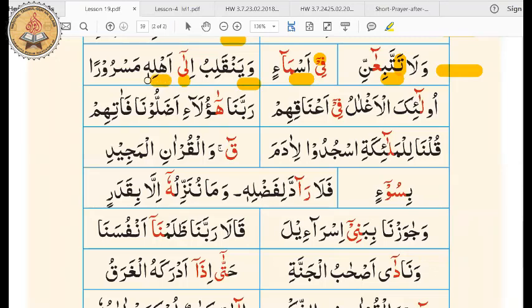Ahlihi masruran. Well done. This ha is a bit thin. So ahlihi. Masruran. Ahlihi. Masruran. Yeah, masruran. Masruran. Well done. Can you read this one, please?